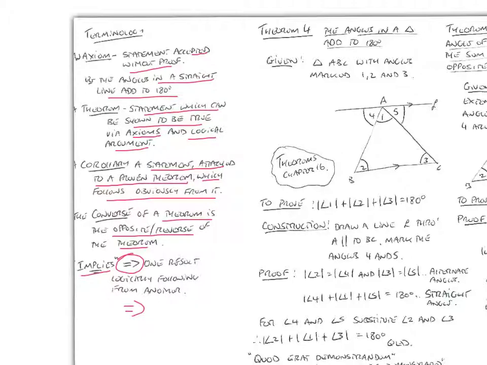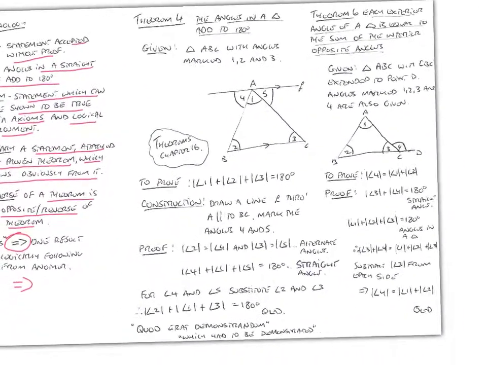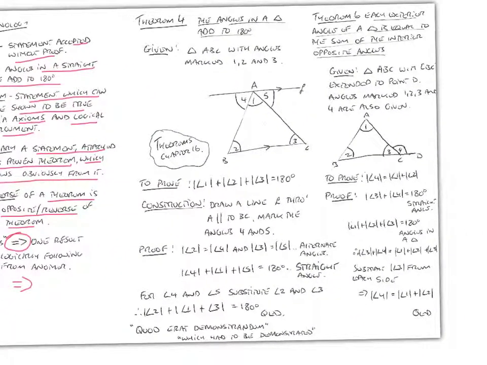Okay. So let's look at some theorems now. Let's look at theorem 4, and it's to show that the angles in a triangle add to 180. So you're given a triangle ABC with angles marked 1, 2, and 3. So here it is here. Okay, and you're to prove that the sum of the three angles is equal to 180.